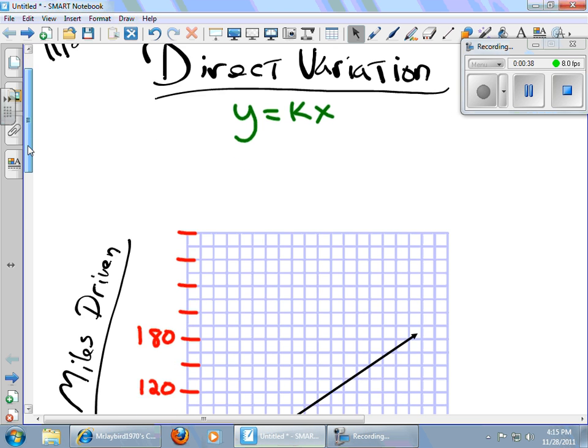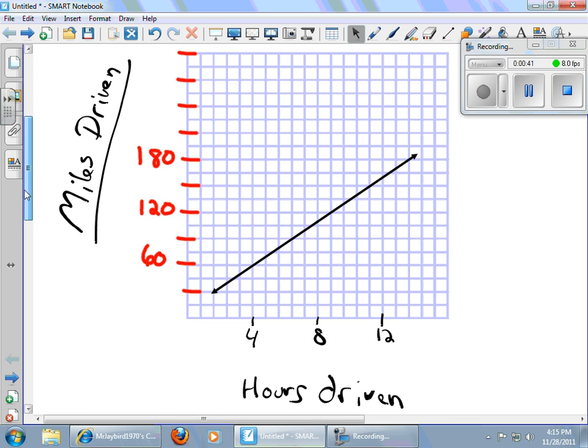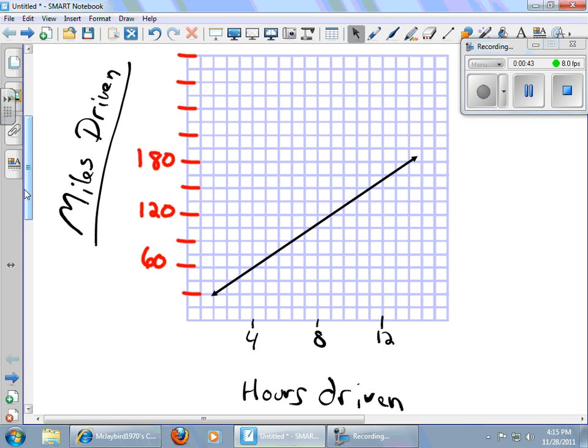And I have a situation here where I have mapped out Schmeel's, that's a friend of mine, Schmeel. He went driving and he recorded the distance he had gone at certain hours. And you can tell on this graph that he went 60 miles after 4 hours. Not a very fast driver, I wouldn't think. After 120 miles, I'm sorry, after 8 hours, it'd been 120 miles.